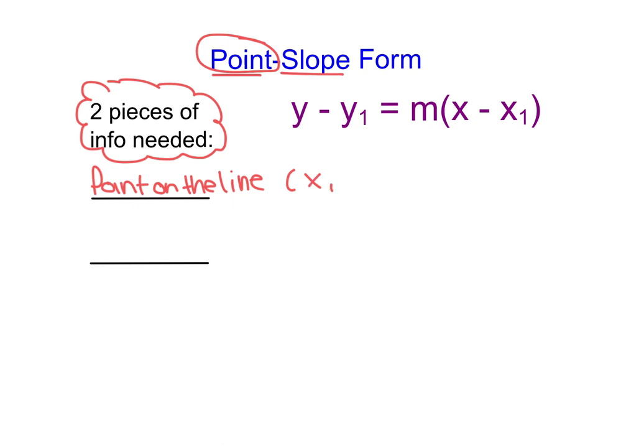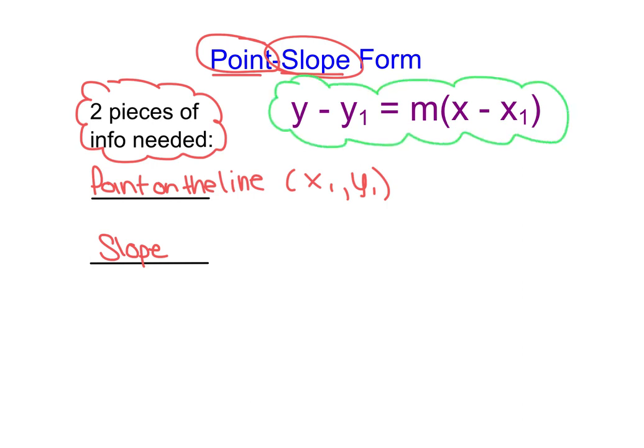And that point we'll call x of point 1 and y of point 1. Then the other piece of information that we need is also right in the name. We need the slope. So in order to write the equation of a line into point-slope form, we will need a point and a slope. Now once we have those two pieces of information, we're going to substitute them into this equation here.